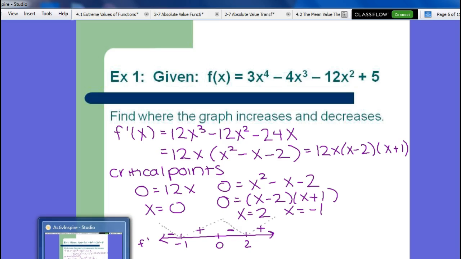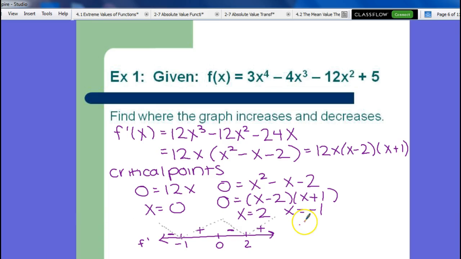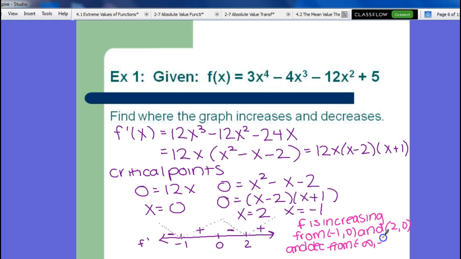So where we have to go next is to say that f is increasing from -1 to 0 and 2 to infinity, and decreasing from -infinity to -1 and 0 to 2.